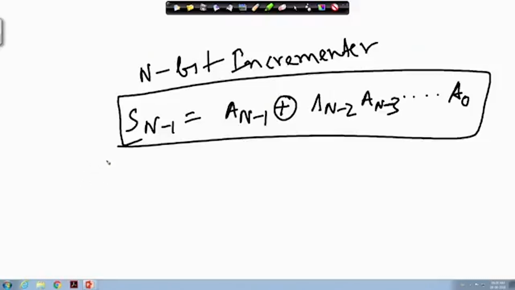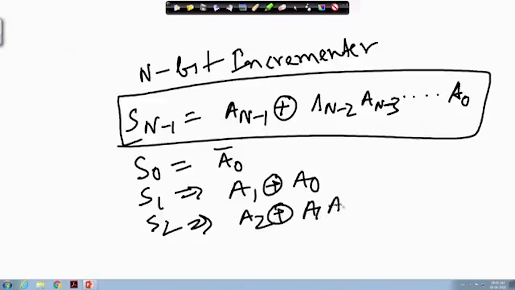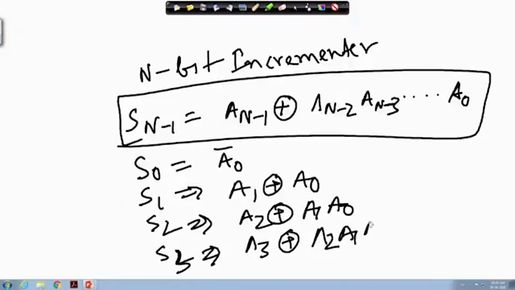We have seen that for 4-bit the S0 bit was nothing but A0 bar, S1 was A1 XOR with A0, S2 was A2 XOR with A1 and A0, and S3 was A3 XOR with A2, A1 and A0. So this is for adding 1.